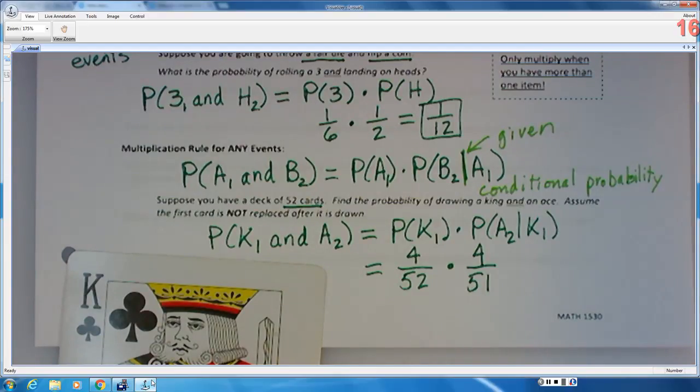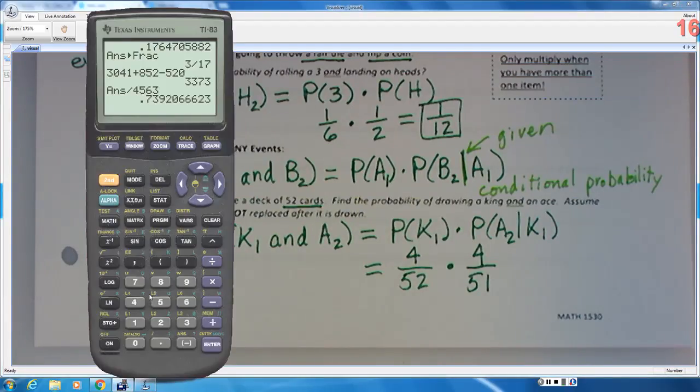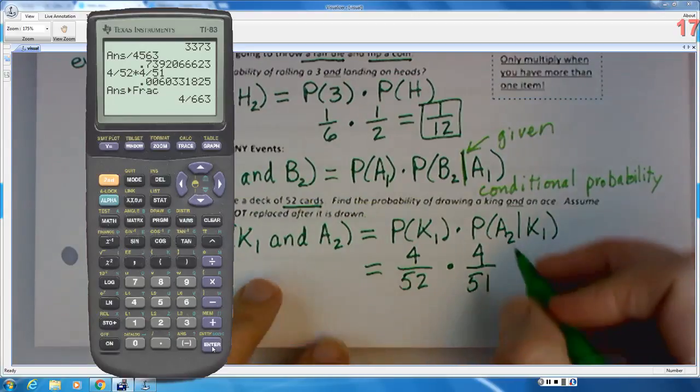This is the multiplication rule for any event. Multiplication rule, for multiple events, we multiply. So we're going to do that in our calculator. 4 divided by 52 times 4 divided by 51. Enter. Press math, enter, enter. We get 4 over 663.